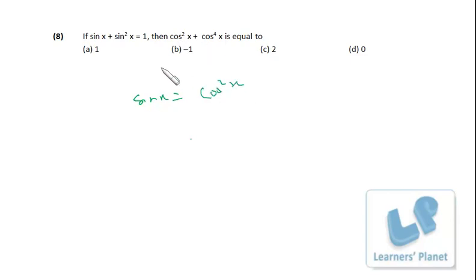So here cos square x is sin x, and cos 4x will be sin square x. So this expression is nothing but this expression, sin x plus sin square x, which is already given as 1. So the value of this expression will be 1. So do not go for much manipulation, do not make any lengthy equation, no squaring, nothing is required.